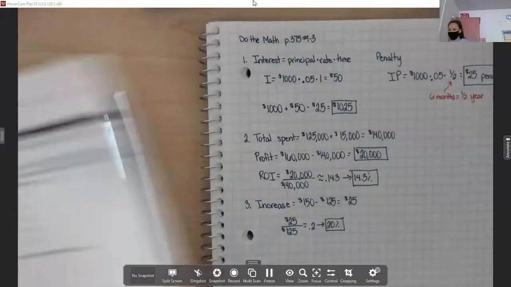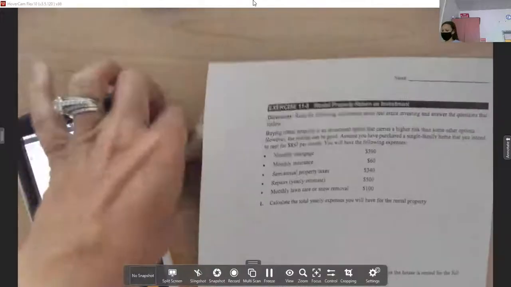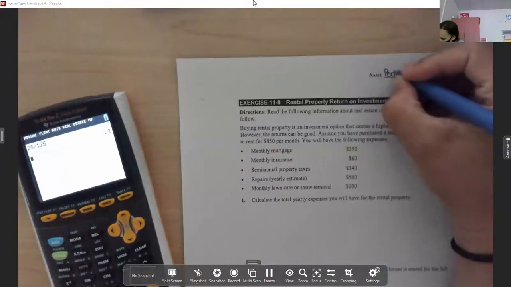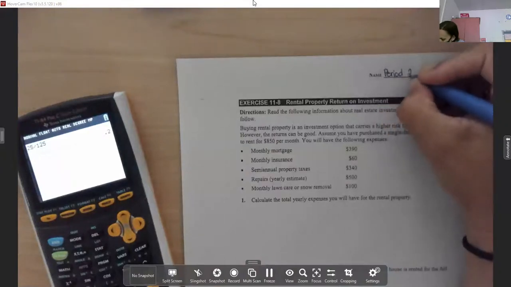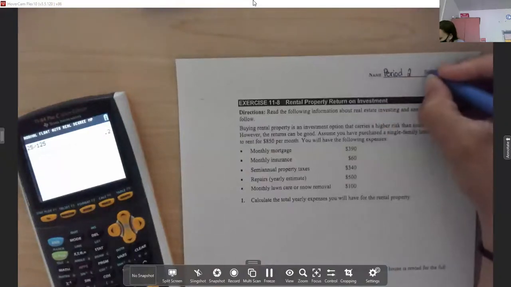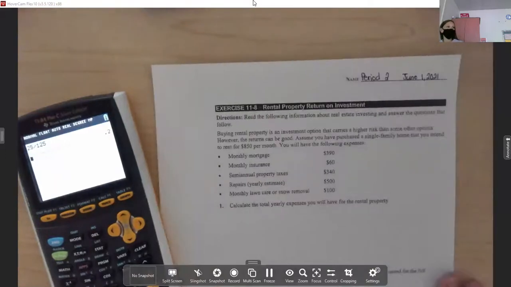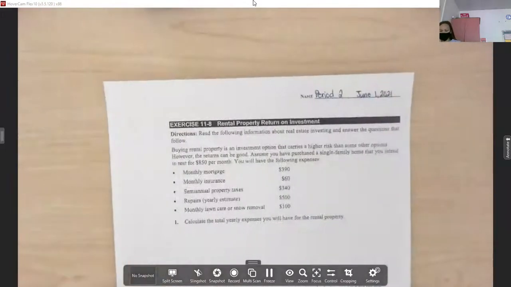Okay, then we're going to shift over to this exercise 11-8. If you need to print it, you can. If you want to write it out, you can. If you want to type it, you can do that also.